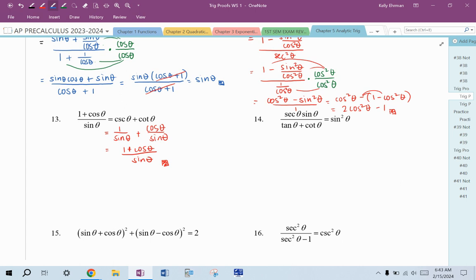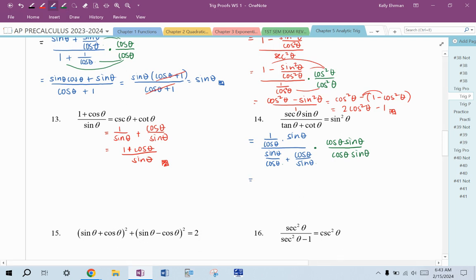Okay, next one. Let's start on the left side. Secant is 1 over cosine theta times sine theta. Tangent plus cotangent, so sine theta over cosine theta plus cosine theta over sine theta. All right, I'm going to use my clear out the complex fraction trick. So there's a denominator here of cosine theta. There's a denominator here of cosine theta. Here's sine theta. So we're going to have to multiply by both cosine theta and sine theta to clear out both fractions.